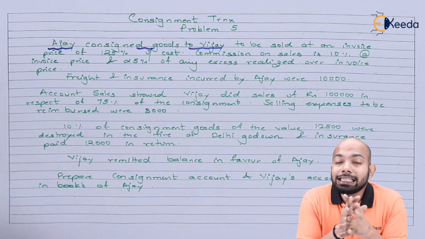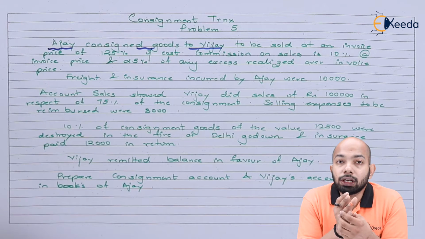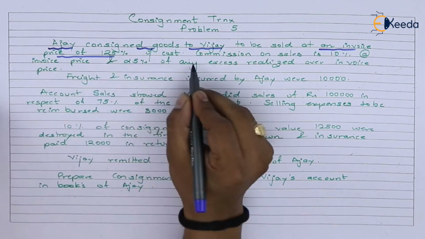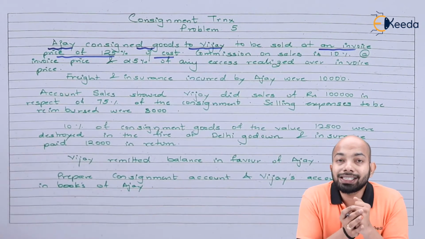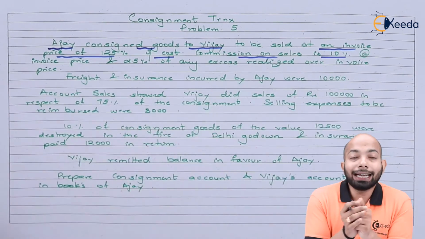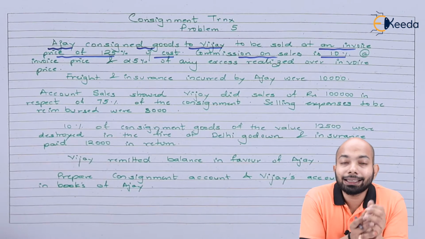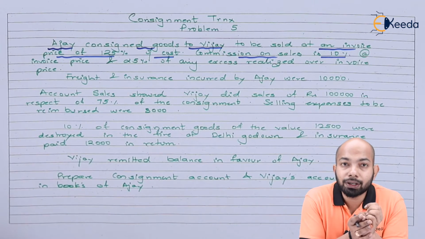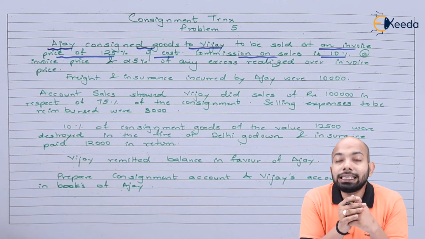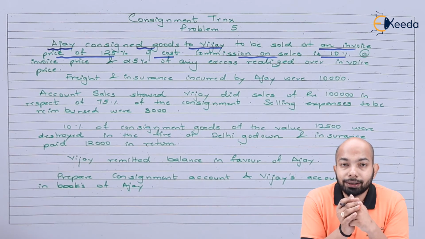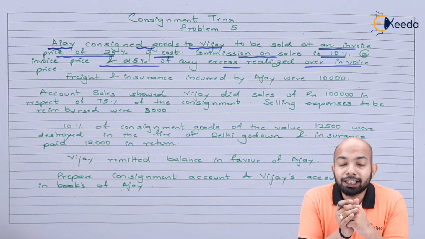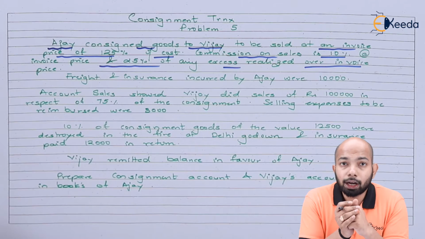Now, Ajay consigned certain goods to Vijay which were supposed to be sold at 125% of the cost price. The commission on the sales was 10% at the invoice price. That means if the sales is at the invoice price, then the commission is 10%, and anything above the invoice price, he is entitled to receive 25% commission. Freight and insurance incurred by Ajay amounted to rupees 10,000.